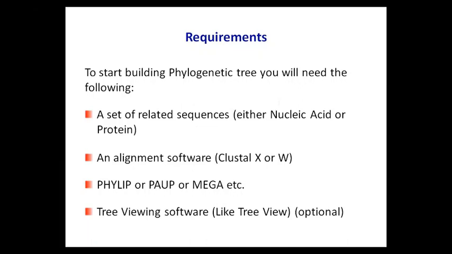For phylogenetic analysis, we require sequence alignment done as a prerequisite, as I already said. Without doing sequence alignment, we cannot apply any phylogenetic analysis tool for drawing a phylogenetic tree. So first of all, we require a set of related sequences that are to be analyzed. Then for alignment, you can use either Clustal X or Clustal W, or you can use any sequence alignment software. You can use MUSCLE, the other software. Then you can use an effective phylogenetic analysis tool like PHYLIP, etc.